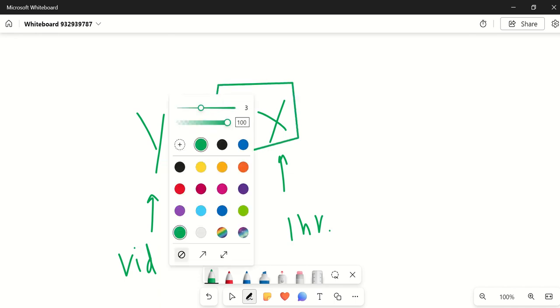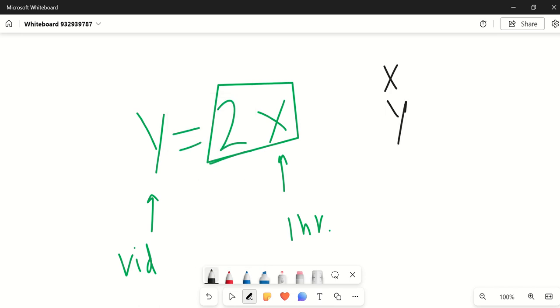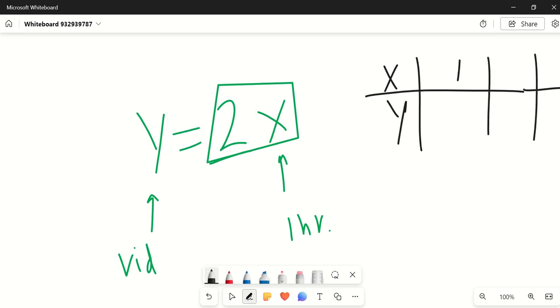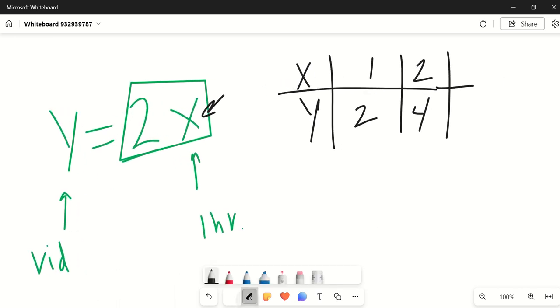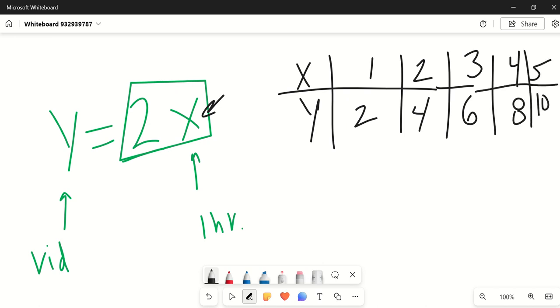So I would make a table like this, x and y. In 1 hour, I could record 2 videos. In 2 hours, x would be 2. Plug in here, 2 times 2 would be 4. I could record 4 videos. In 3 hours, I could record 6 videos. In 4 hours, I could record 8 videos. In 5 hours, I could record 10 videos, and so on.